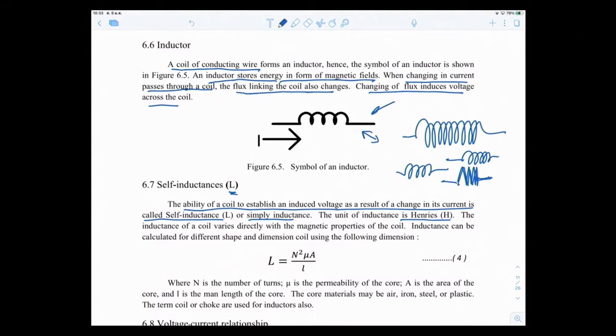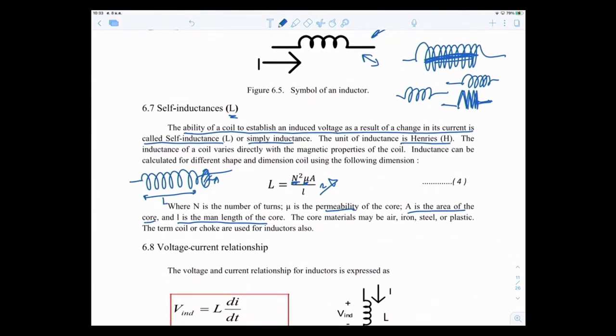As for the dimension, we're not going to care much about it in this class. In physical terms, N is the number of turns, mu is the permeability of the material inside the core where the wire is wrapped around, A is the area of the core, and l is the length of the core. So it's pretty much like this, and this is your l, and this is the area of the core.